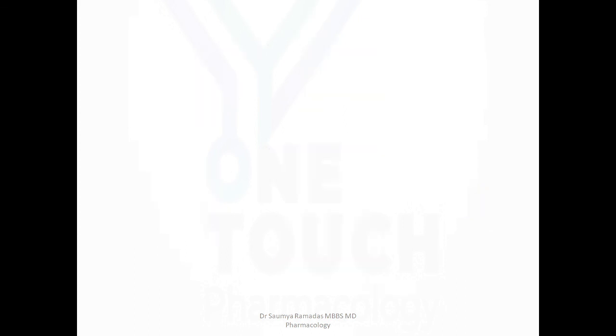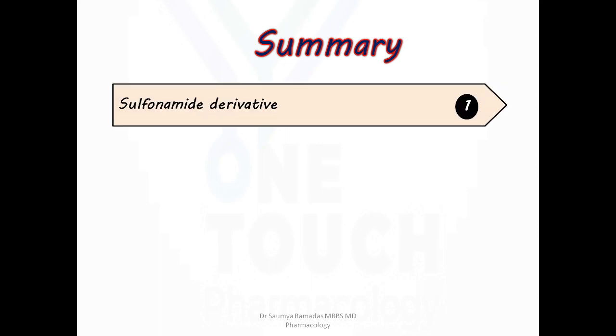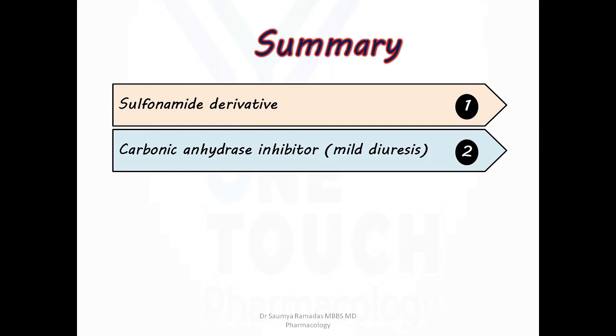I would like you to remember 5 points about acetazolamide. Acetazolamide is a sulfonamide derivative. It is a carbonic anhydrase inhibitor and causes mild diuresis. We saw that most of the sodium and bicarbonate are rescued. So it's only a mild diuretic or a weak diuretic agent.